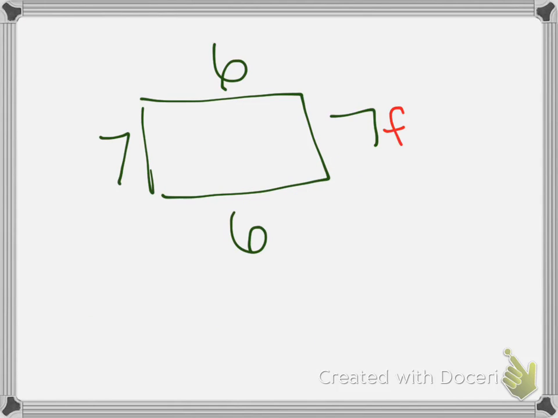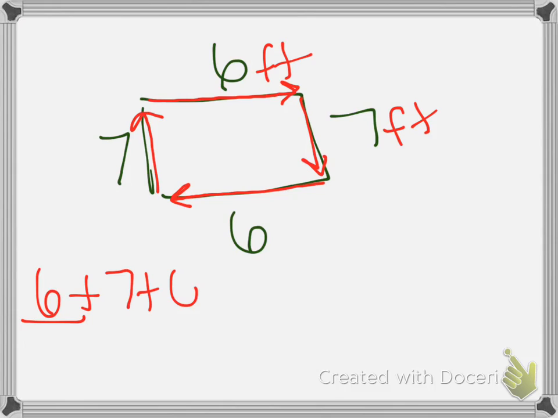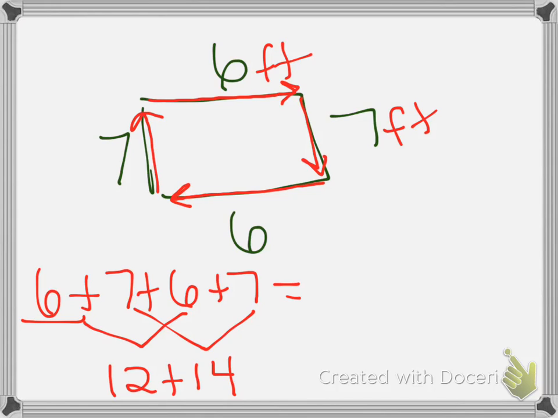Try this one for yourself. We're going to say this one's feet. You're going to start here. You're going to add 6 plus 7 plus 6 plus 7. I know 7 and 7 make 14. And 6 and 6 make 12. If I add that together, I'm going to get 26 feet. This shape is 26 feet in perimeter.